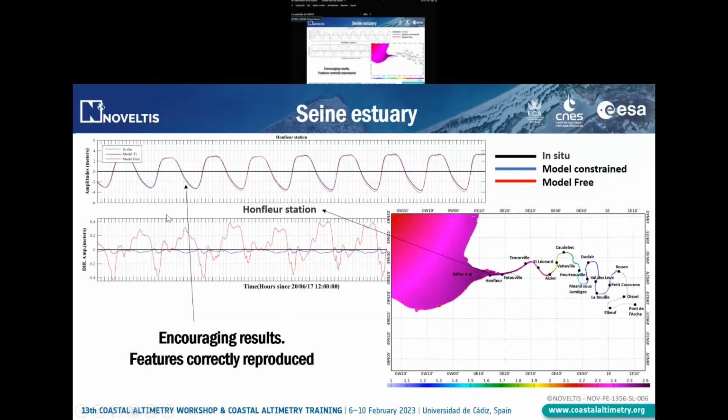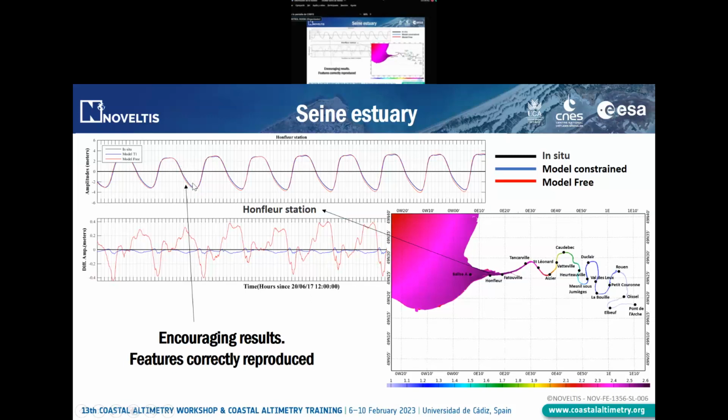Here I show you an example of the time series for one station, the first one at the mouth of the Seine estuary. You can see in black the elevation from the in situ data, in blue the elevation for the most constrained run test, and in red the free run model output. The results are very good and encouraging because the model reproduces this feature.